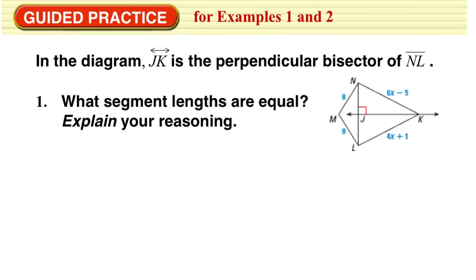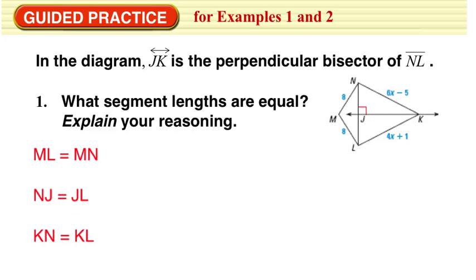These next two questions are for you to try on your own, so pause the video and then come back and check for the solutions. So first of all, in this picture, JK is the perpendicular bisector of NL, and you need to explain your reasoning for which segment lengths you think are equal. So pause the video, write down what you think, and then come back and check your answers.